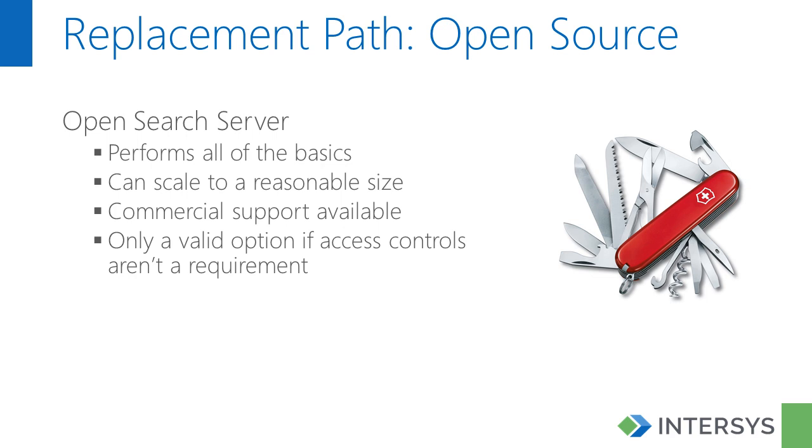OpenSearch Server does have commercial support available, so if that kind of tips the scale for an open source product, then you might want to look at that. Again, the access controls on this OpenSearch server are not great. I know it does support authentication, but it doesn't have any facilities for saying user A can see these documents but not these documents. So if you need that kind of thing, you're going to have to look at a commercial product or build your own.